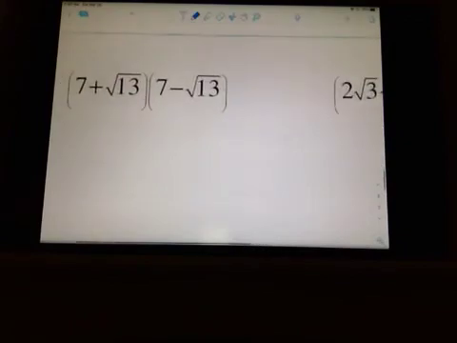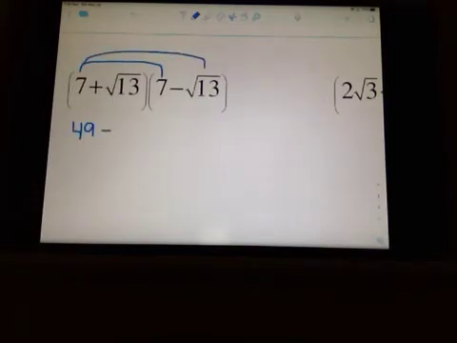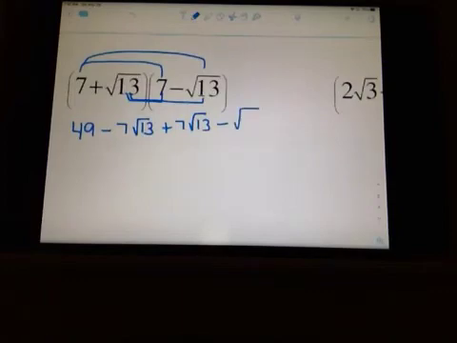Here you should hopefully recognize FOIL. So first times first, 49. Outer times outer, minus 7 square root 13. Inner times inner, positive 7 square root 13. Last times last, minus 1 square root 169.